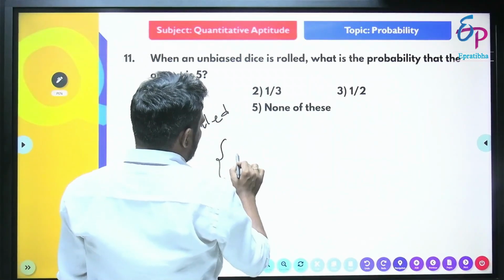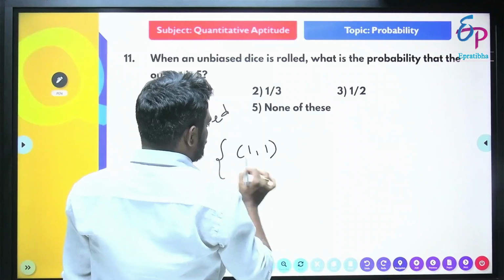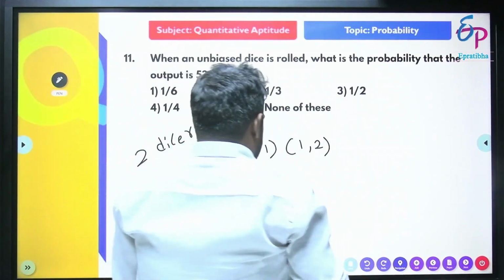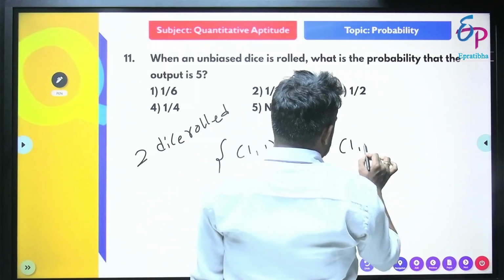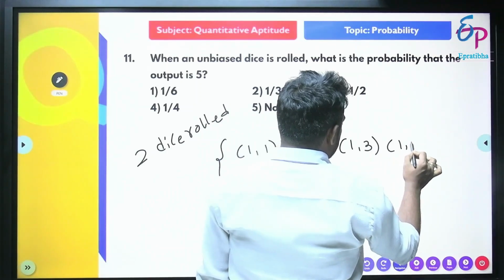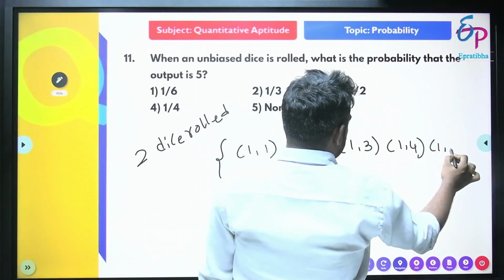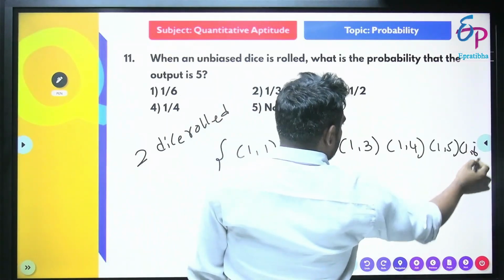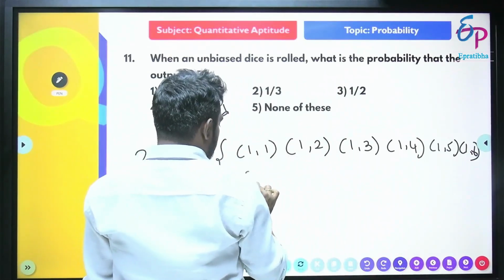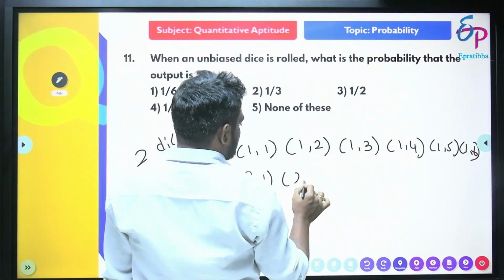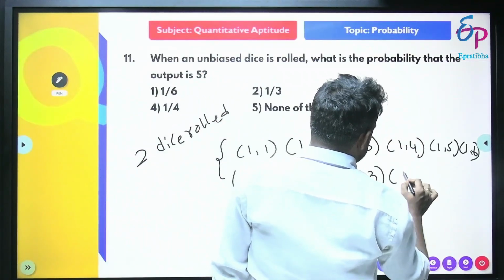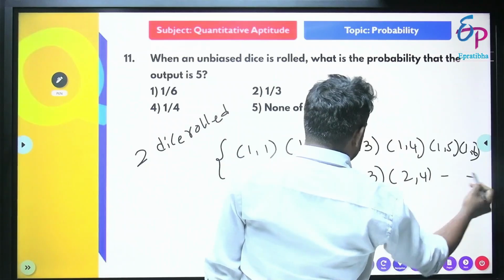First die 1 and second die 1. This is one outcome. First die 1, second die 2. First die 1, second die 3. First die 1, second die 4. First die 1, second die 5. First die 1, second die 6. Then first die 2, second die 1. First die 2, second die 2. First die 2, second die 3.